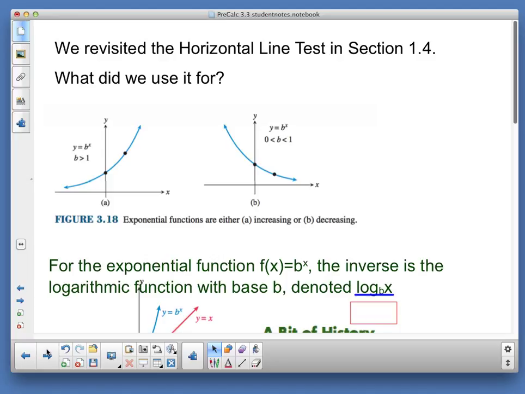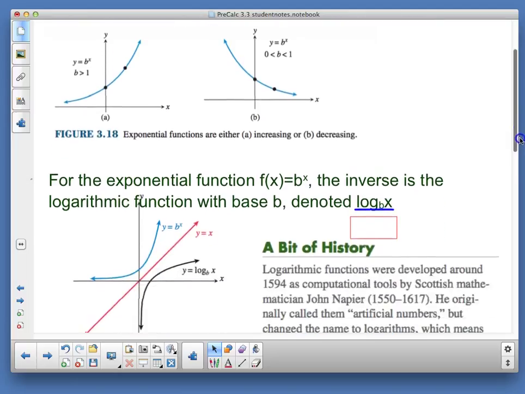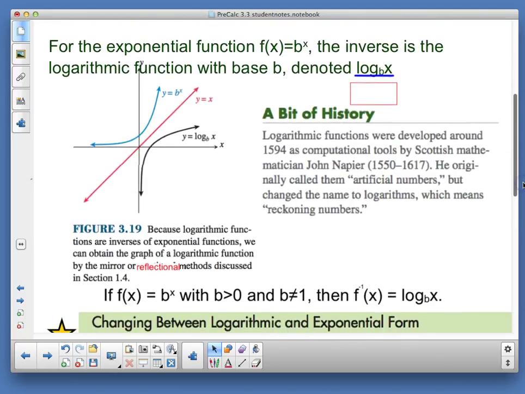If it passes the vertical line test and the horizontal line test, that means the function is 1-to-1. For the exponential function, f of x equals b to the x power, the inverse is the logarithmic function, with the base b denoted log base b of x.